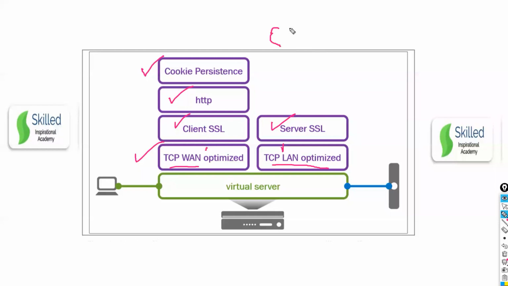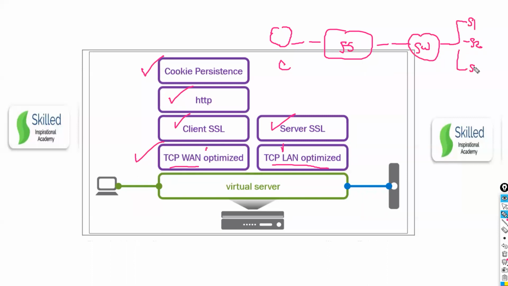Let's say client is coming from internet and hitting your F5. Then you have a switch layer 2. Then you have server 1, server 2, server 3. So what do client and server mean? So guys, F5 is acting as a full proxy architecture. We have discussed this. F5 is a full proxy architecture.